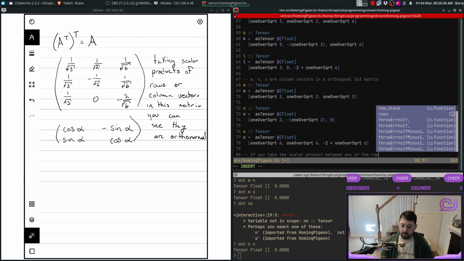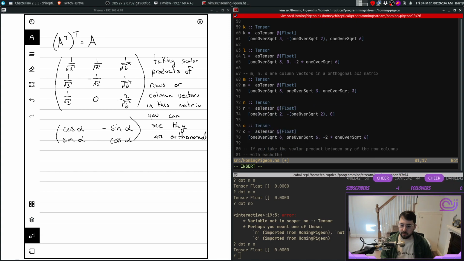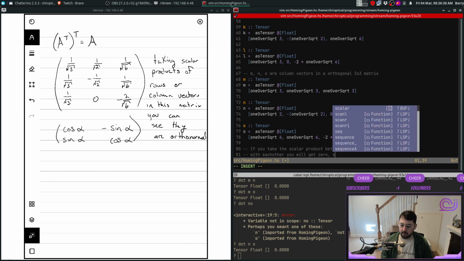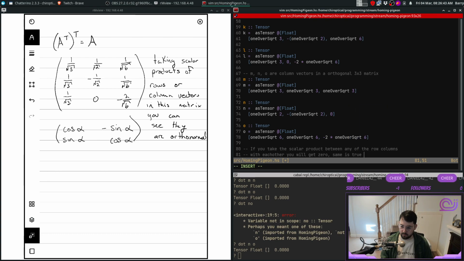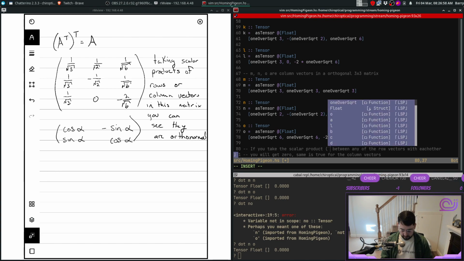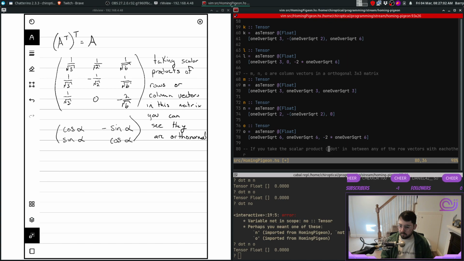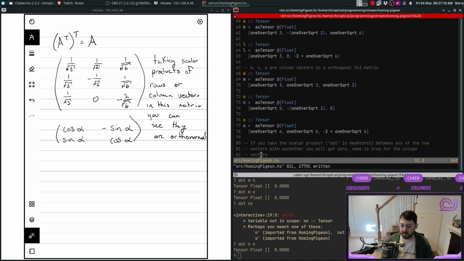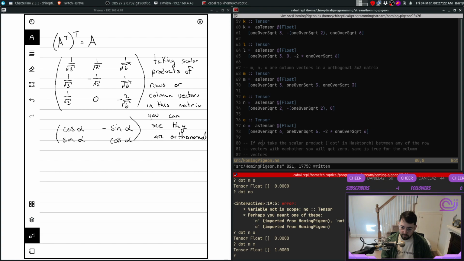Any of the rows with each other, you will get 0. Same is true for the column vectors. Okay, so if you take the scalar product, dot in Hasktorch, between any of the row vectors with each other, you'll get 0. Actually, did I check that dot m with itself is 1? So if you take any of these with themselves, they also need to be 1.